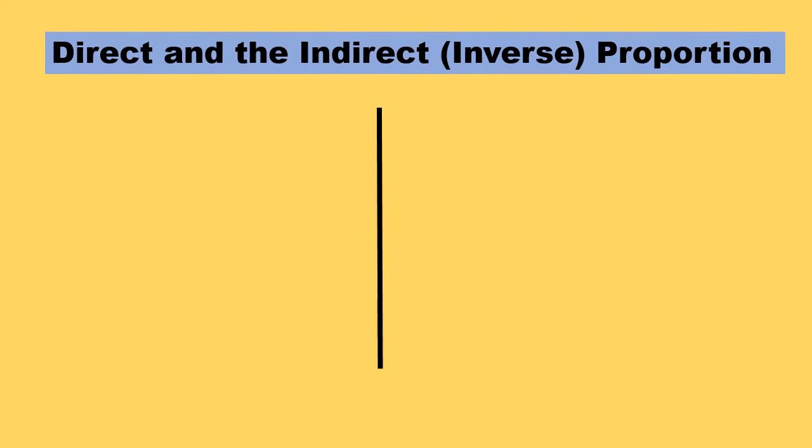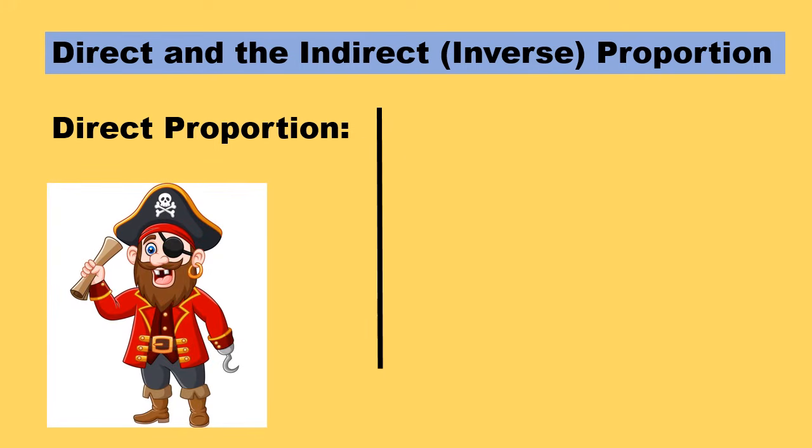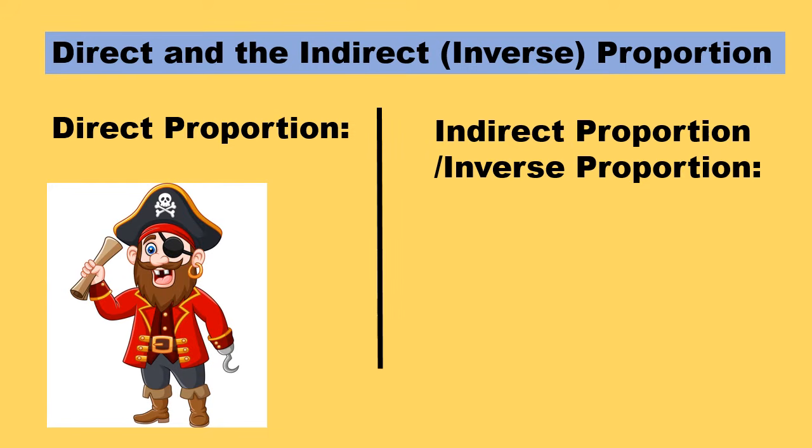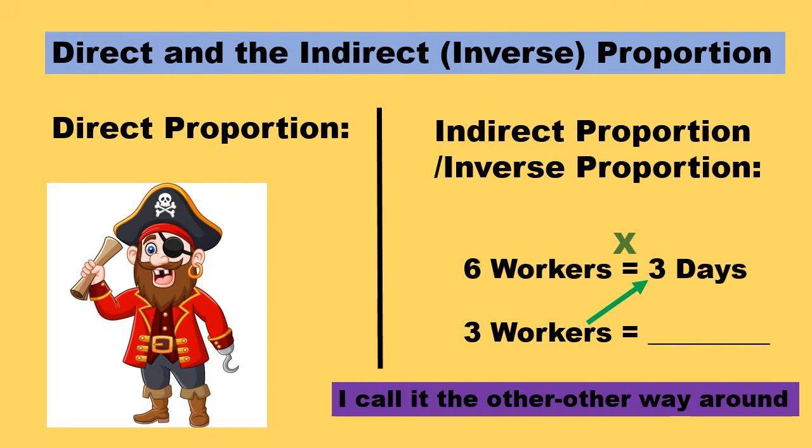More about the direct and then also the indirect proportion. The indirect we also normally refer to as the inverse proportion. For the direct proportion, we use the pirate method. I'll explain a little bit on that now. Opposite to that is the indirect or inverse proportion, where we use the other way around. So I normally refer to that as the other way around. Let's have a look.